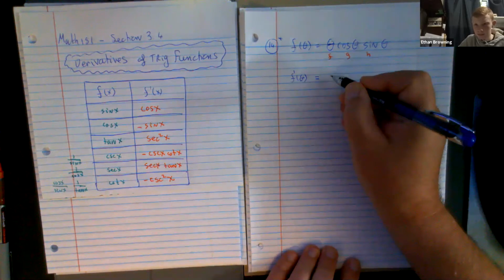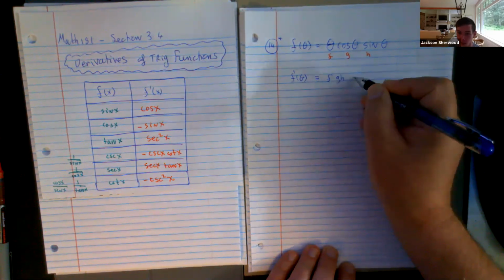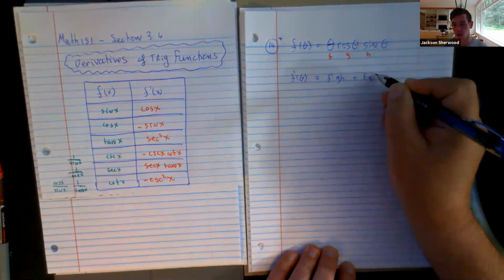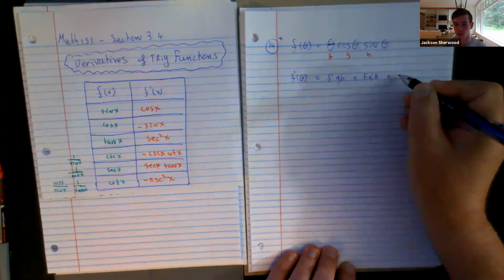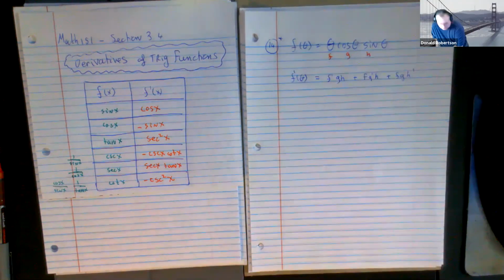F prime. Oh, Ethan, you can do it. Go ahead. It's fine. Okay. F prime g h plus f g prime h plus f g h prime. Great. The only thing that's wrong with that is you're using the word prime, and you should be using the word dash because that's what it is.